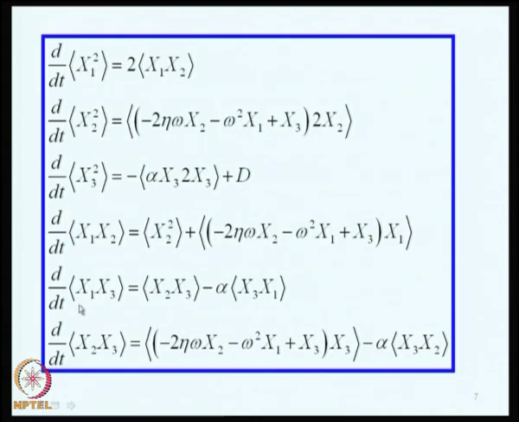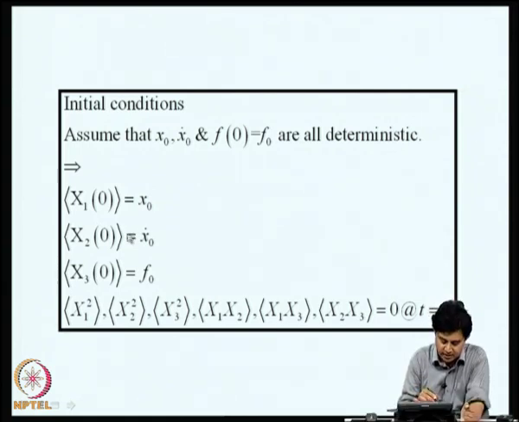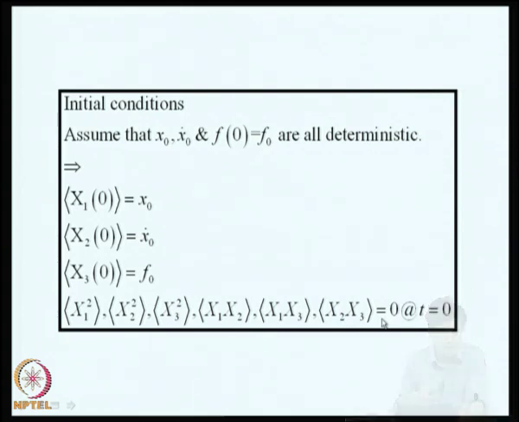We can use something like the Runge-Kutta method or some other predictor corrector method to solve these equations if you are interested in time evolution. If you are interested in only steady state, the initial conditions on these equations have to be specified. So, first let us address that issue. If you assume that x0, x0 dot and f of 0 are all deterministic, then it turns out that the initial conditions for the expected values will correspond to these respective initial conditions, and then all the second order moments will be 0 at t equal to 0.